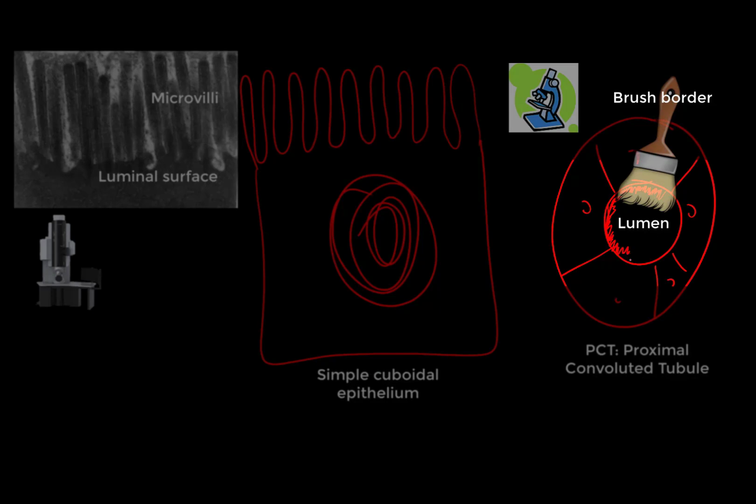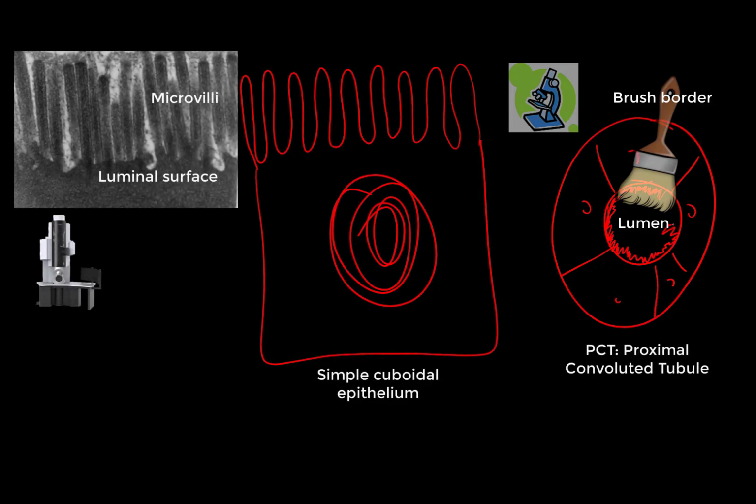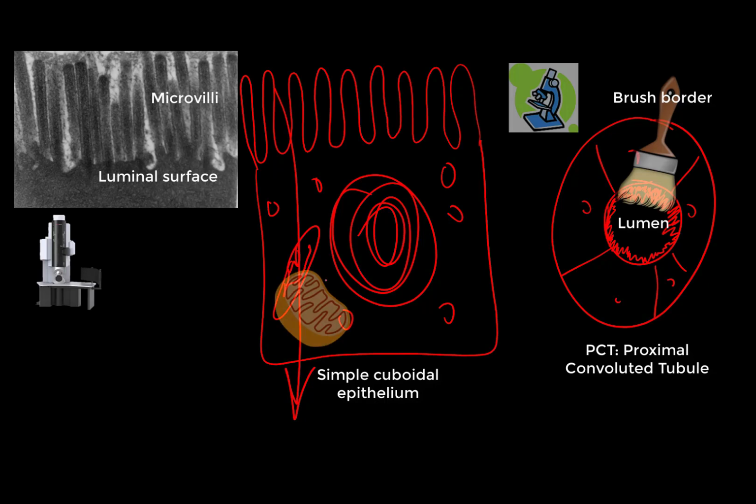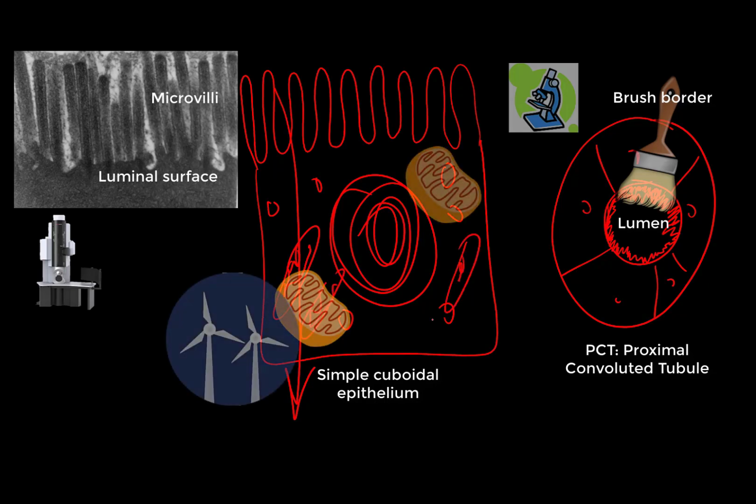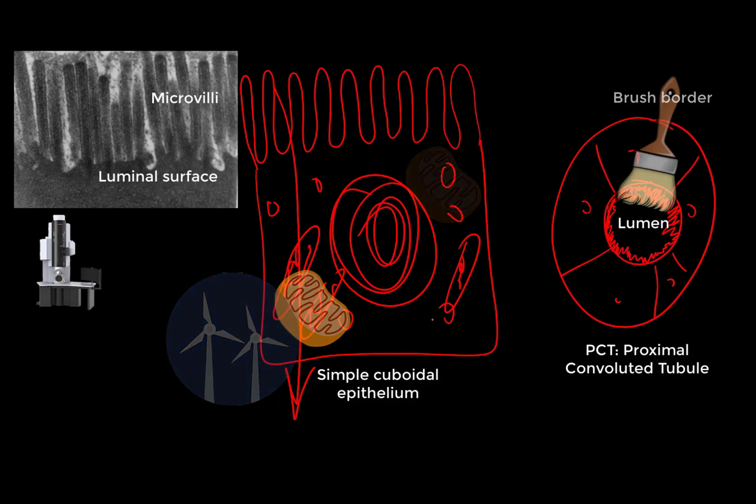And so you can see that in the proximal convoluted tubule, there is a fuzzy and hazy border at the luminal surface. In addition to that, because there is a lot of activity taking place here, a lot of absorption taking place here from the lumen, there are a lot of organelles in the cell, like transport vesicles. There are a lot of mitochondria that provide energy. And so the cytoplasm in the proximal convoluted tubule stains darker.